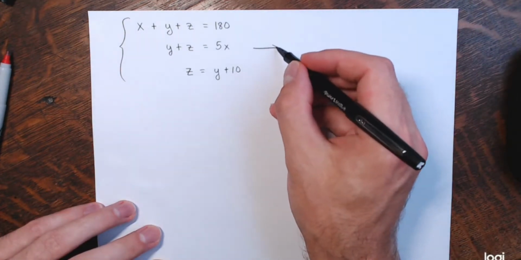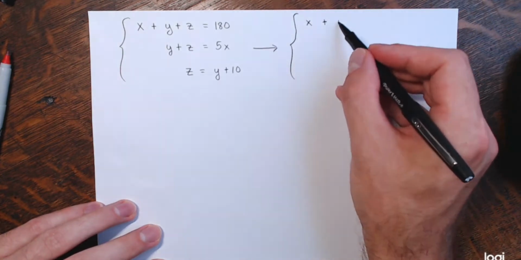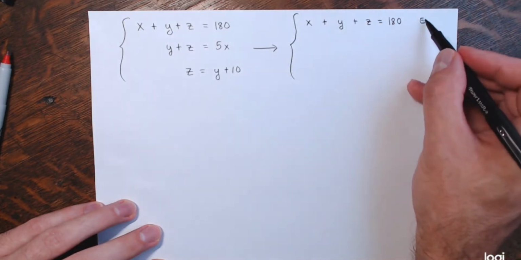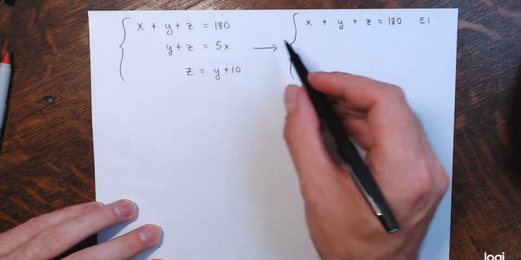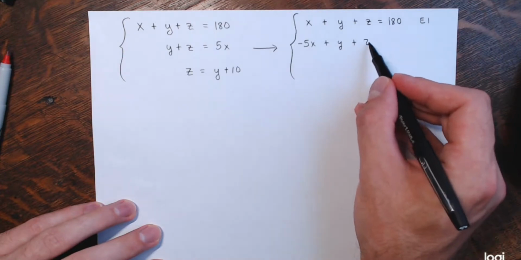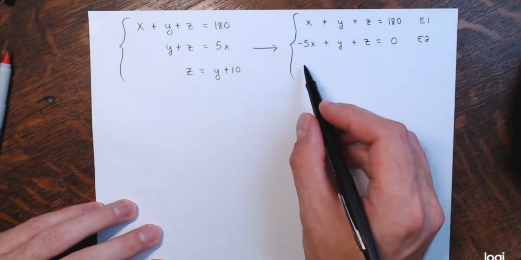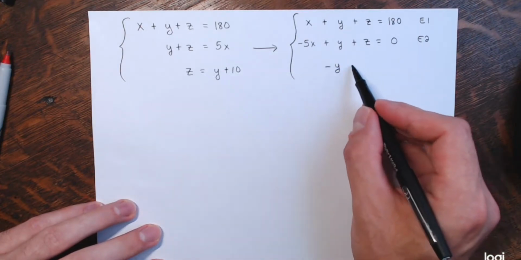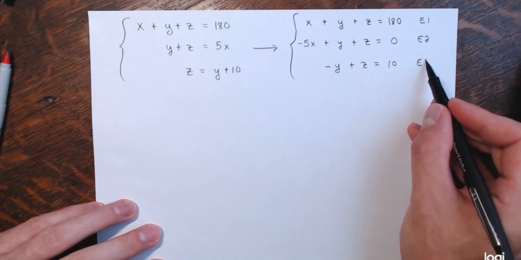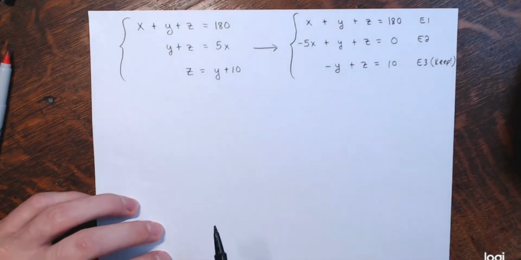Alright, so I'm going to change this system so that all the variables are on the same side and lined up. So x plus y plus z equals 180. There's equation 1. Then subtracting 5x, you have negative 5x plus y plus z equals 0. There's equation 2. And then subtracting y, we have negative y plus z equals 10. There's equation 3, which again I'm going to keep because it already has only two variables.